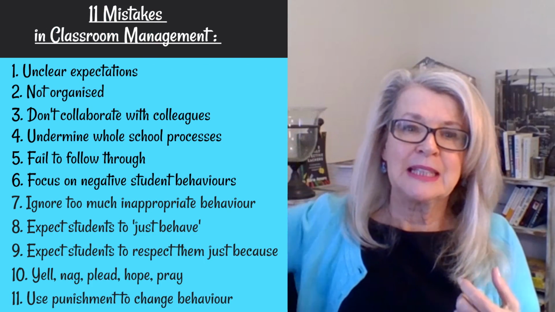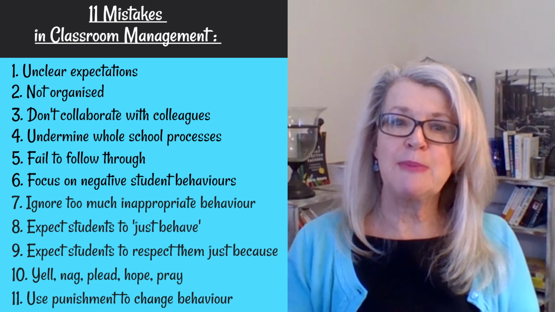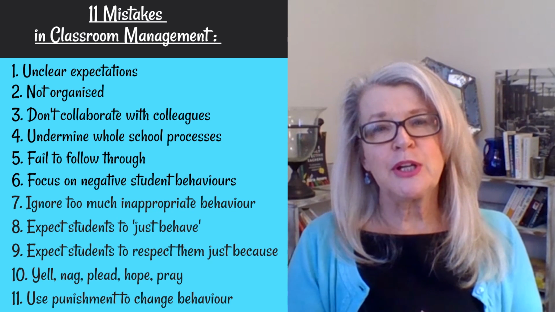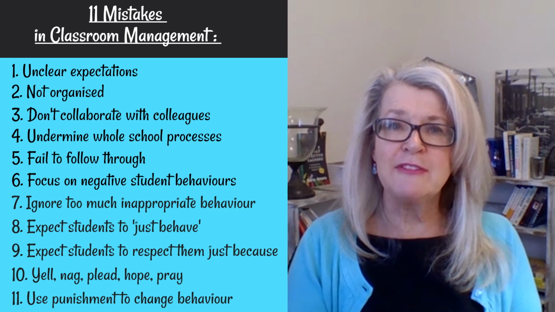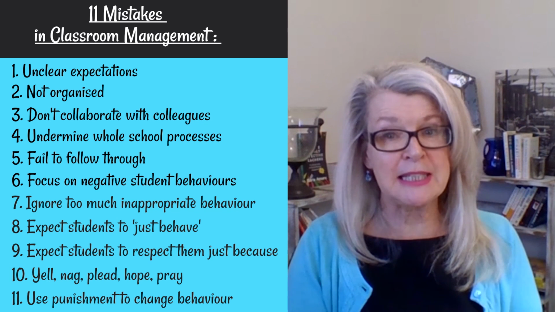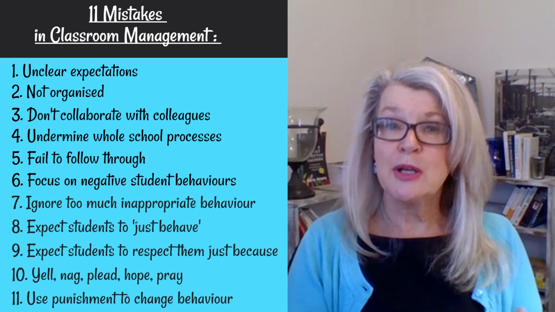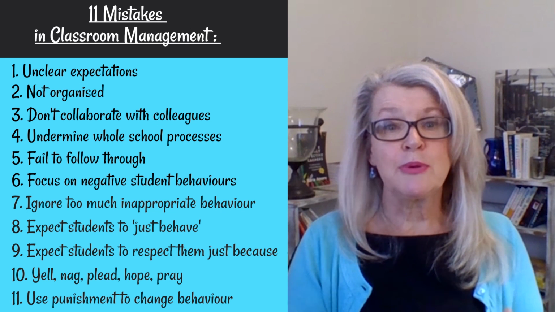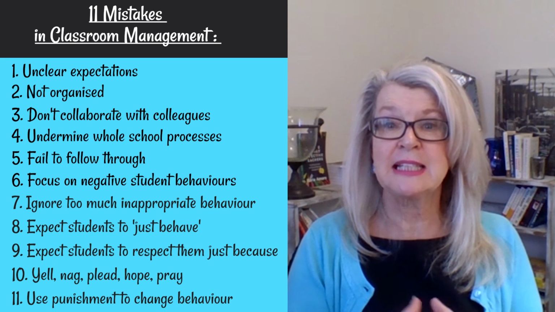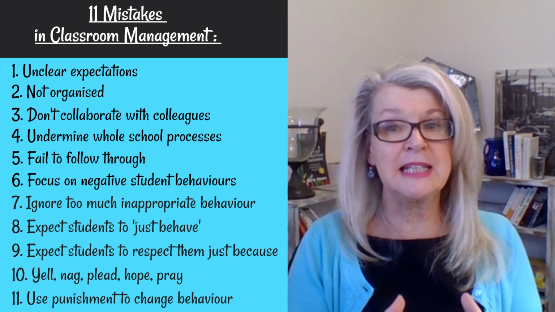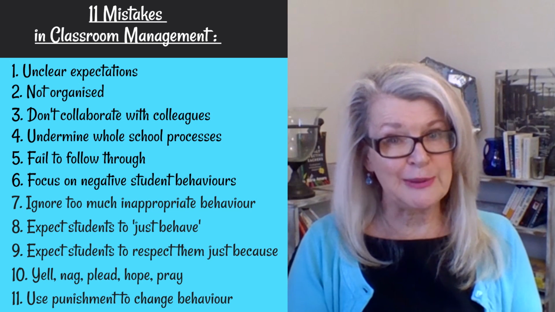Number 11, using punishment to change behaviour. Threats work for 75 to 80% of the population. The other 25% need to be explicitly taught how to behave, positively reinforced, provided with support such as reminders, cues, pre-corrects, and a calm, considered response when they don't follow expectations.